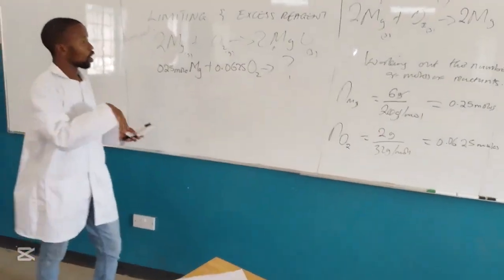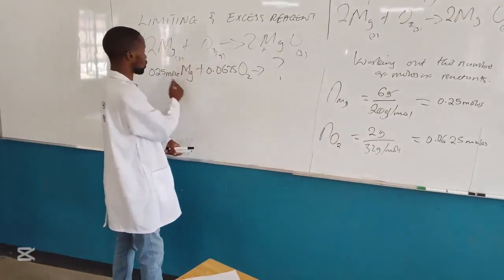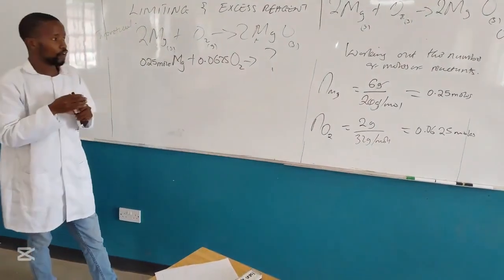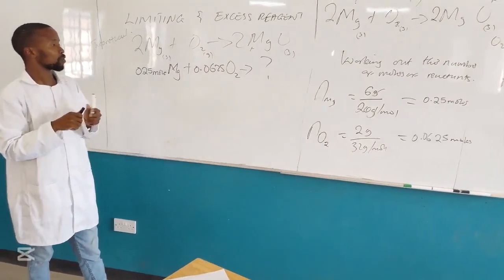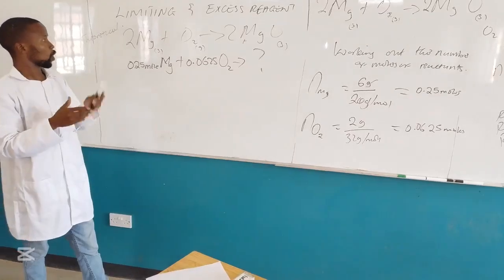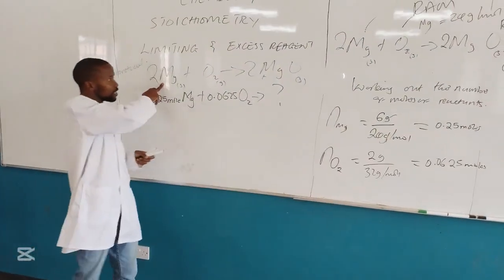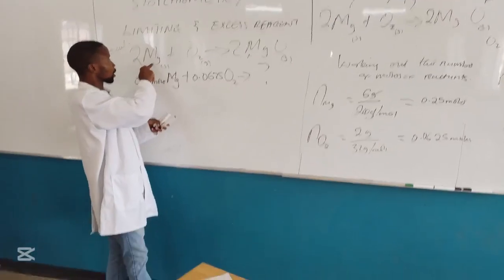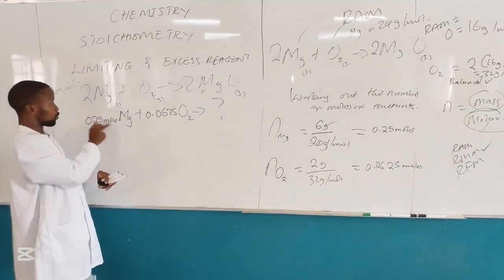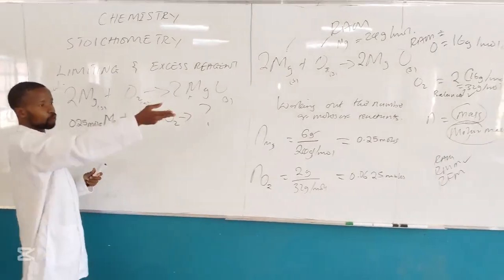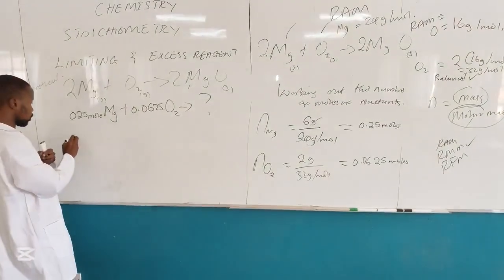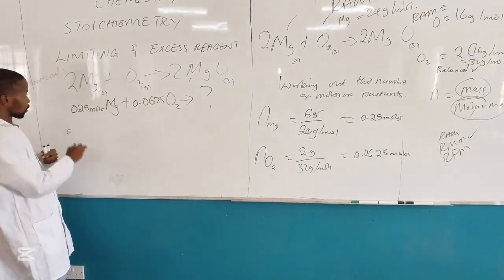So we want to know how many moles will be produced by magnesium as well as oxygen when they react. For us to do that, we're going to do a simple relation. In other words, a relationship where we'll be comparing, let's say, 2 magnesium producing 2 magnesium oxide. What about 0.25 moles? How much magnesium oxide in terms of moles will be produced? So that's what we're going to do.